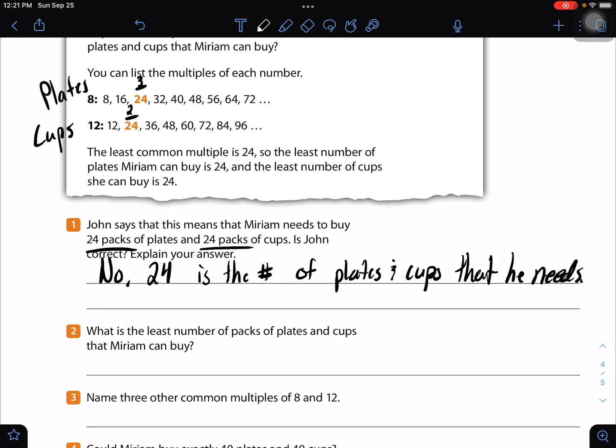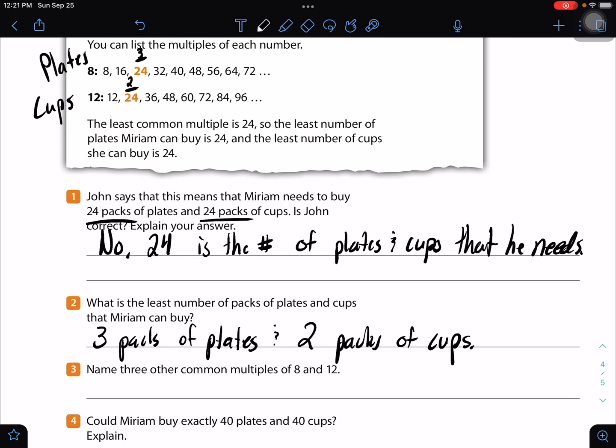Number 2, what is the least number of packs of plates and cups that he can buy? Well, how many 8s does it take to get to 24? 3 packs of plates. And how many 12s does it take to get to 24? 2 packs of cups. That's the least number of each.